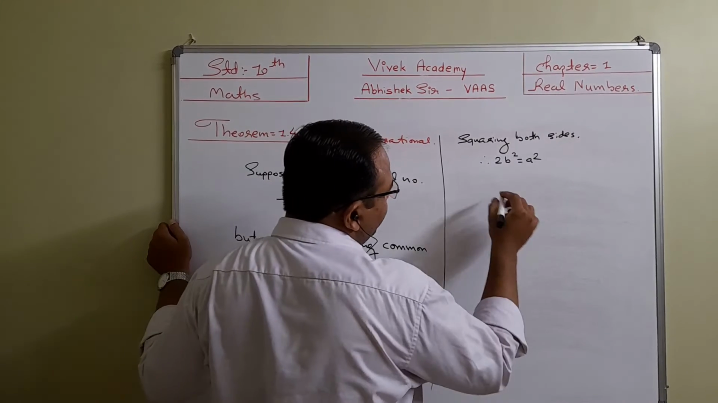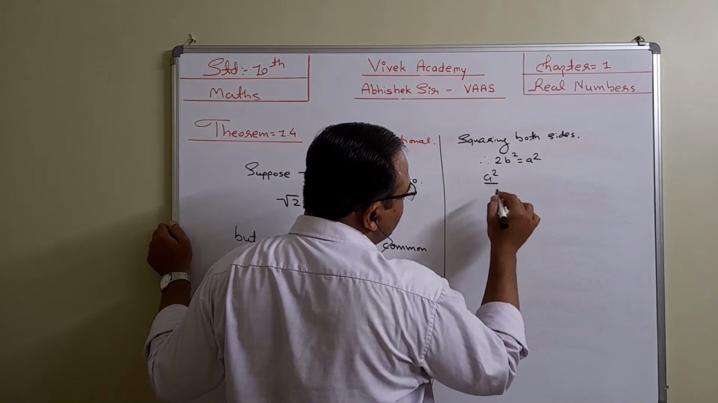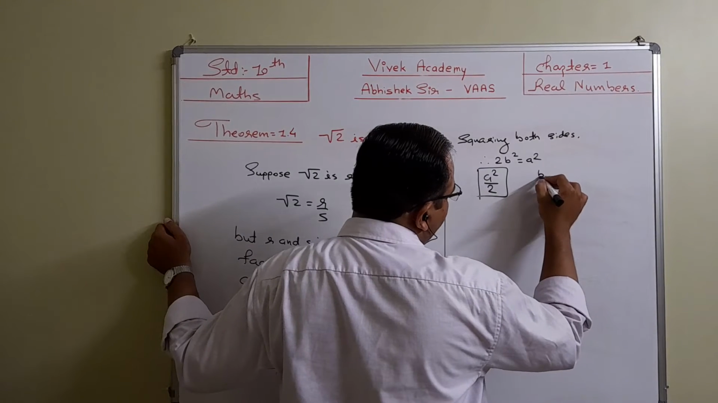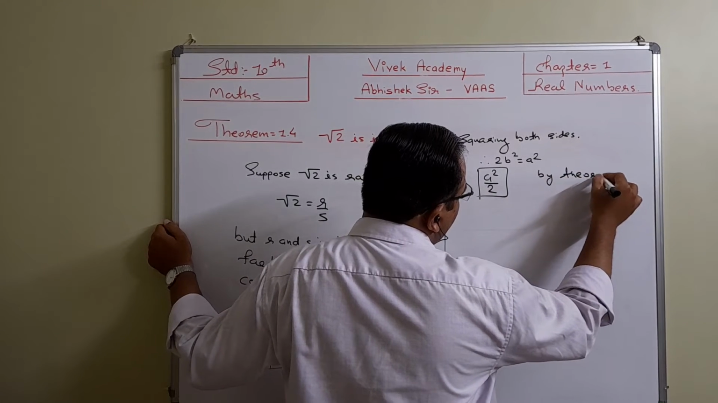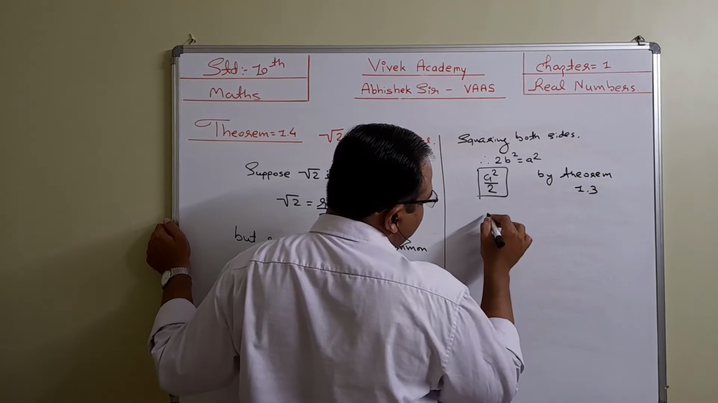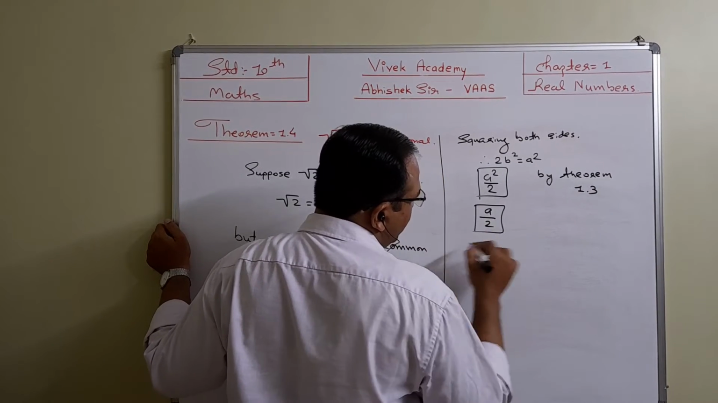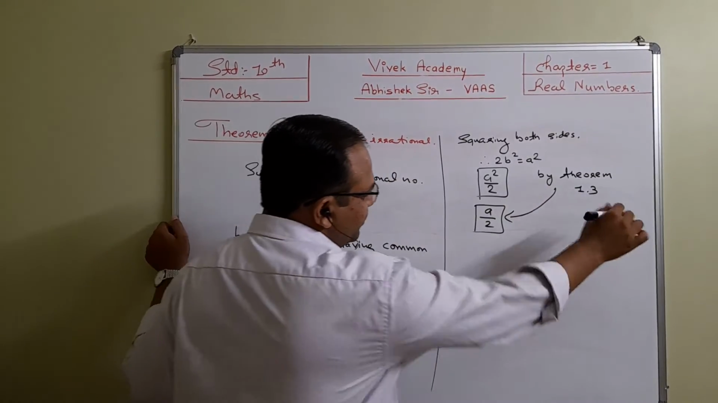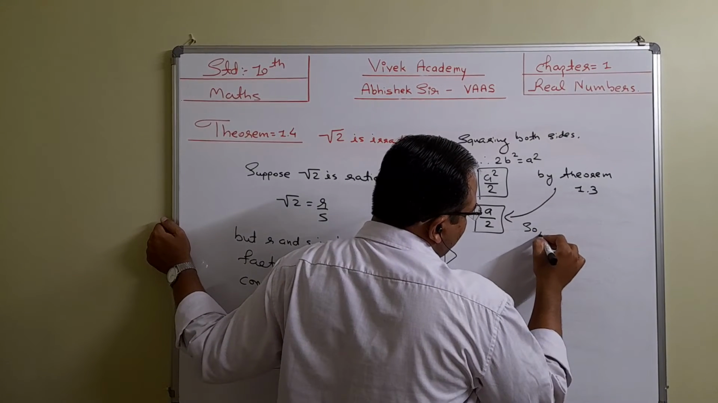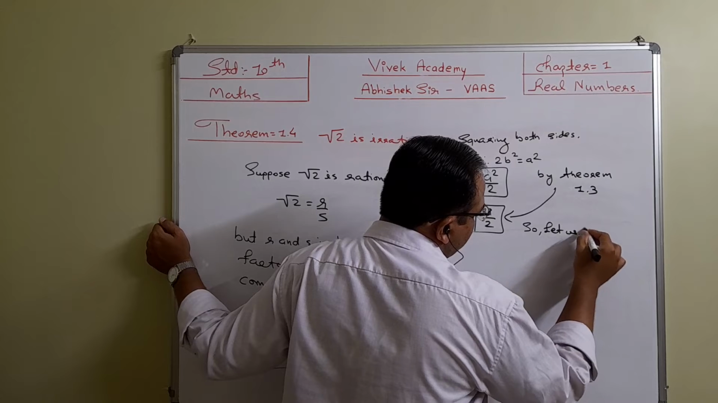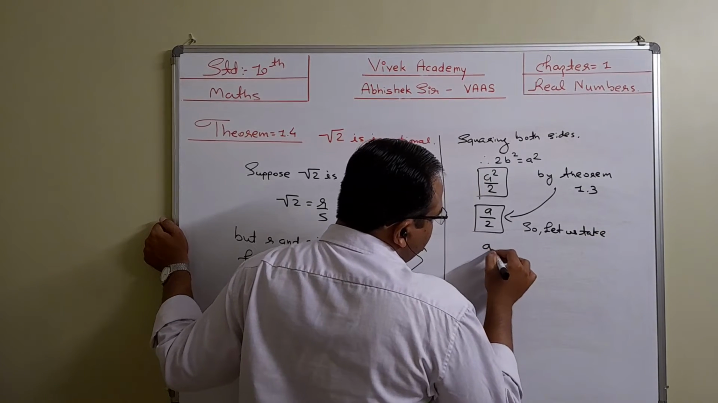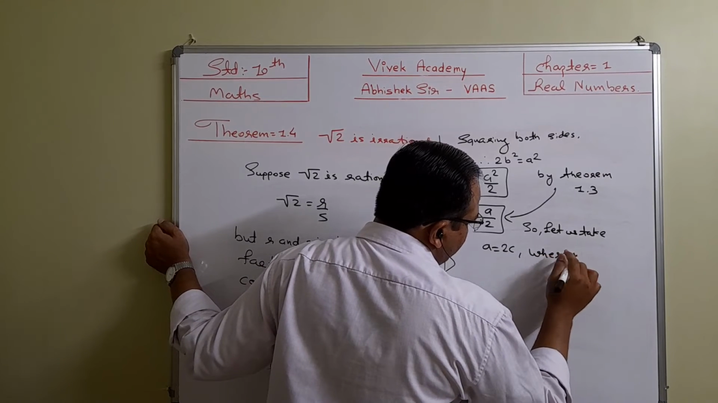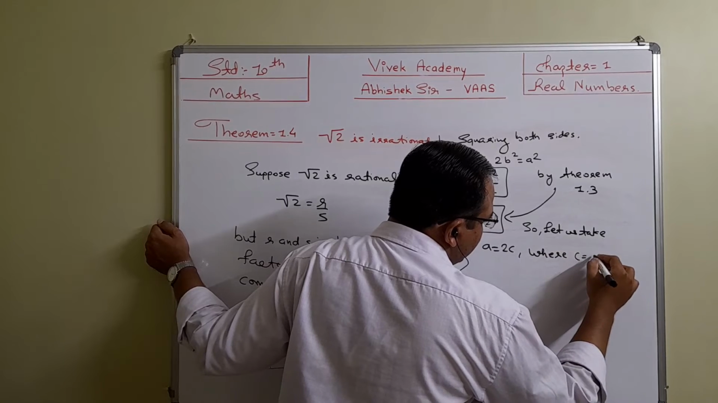So 2 b square is equal to a square. Since 2 divides a square, by theorem 1.3 we can say that a is divisible by 2. So let us take a is equal to 2c, where c is any integer.